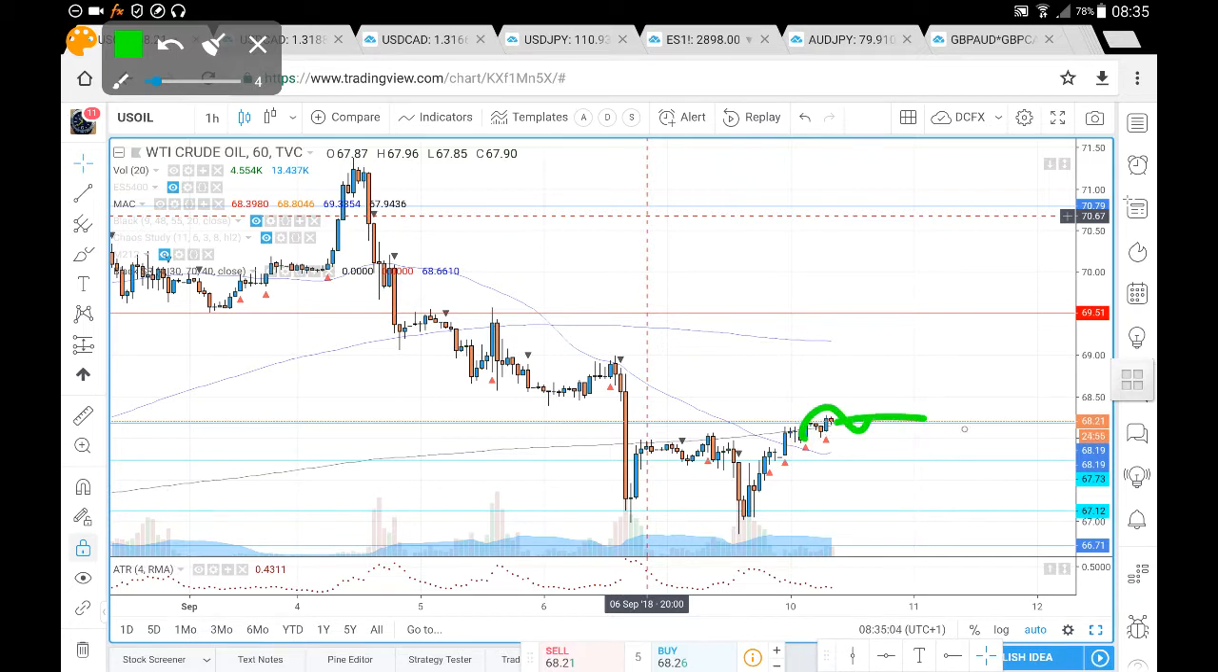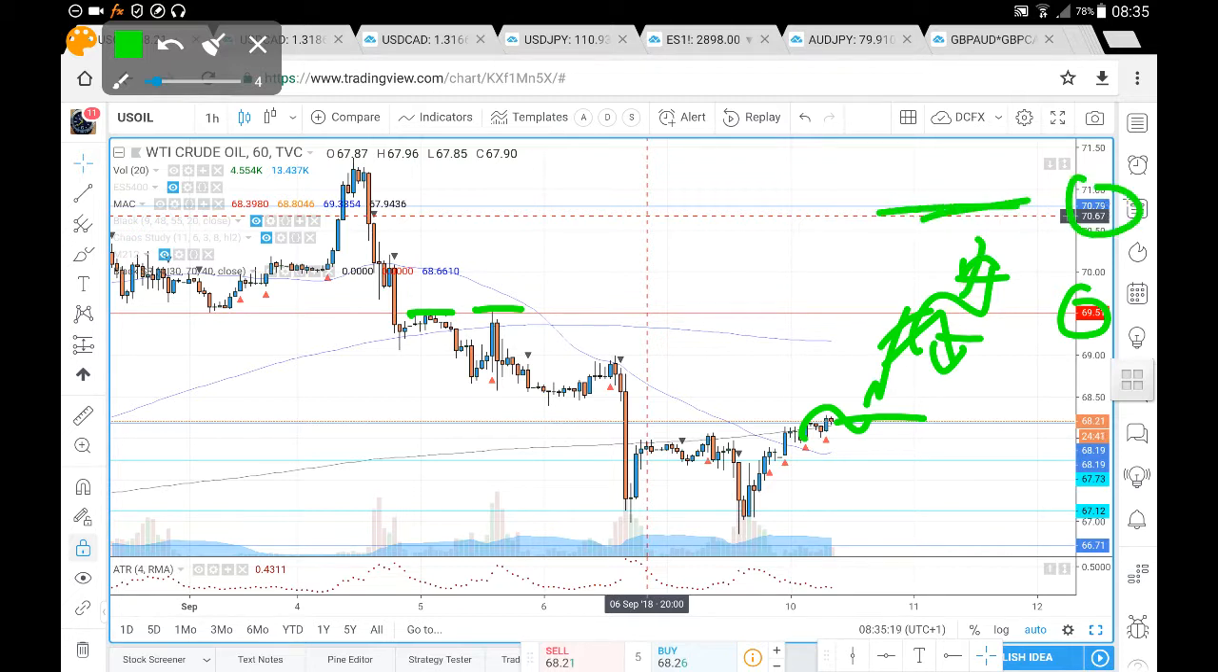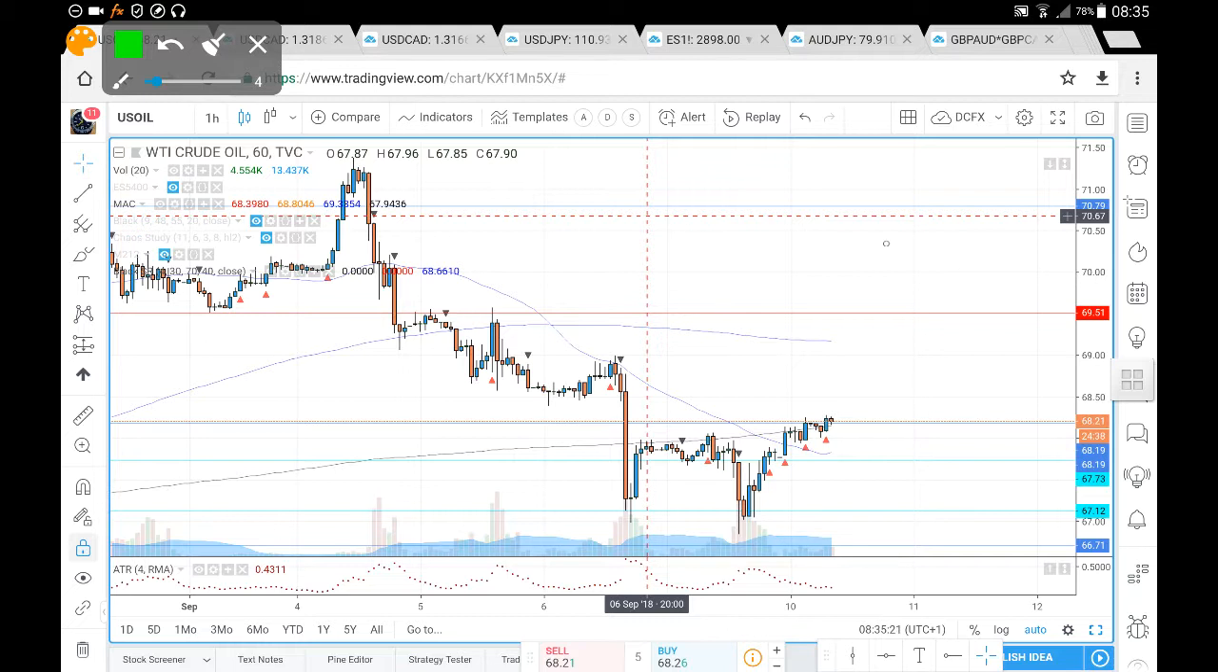So if we can hold on to 6819, the very next level of note to the upside is a move towards 6951. Previously we've encountered resistance there, and we may see resistance there again, but if we can successfully navigate 6951, the very next level of note is a move towards 7079 here on the US oil. Wouldn't expect price to move much beyond 7079, but if we did, possibly a move towards 7150.